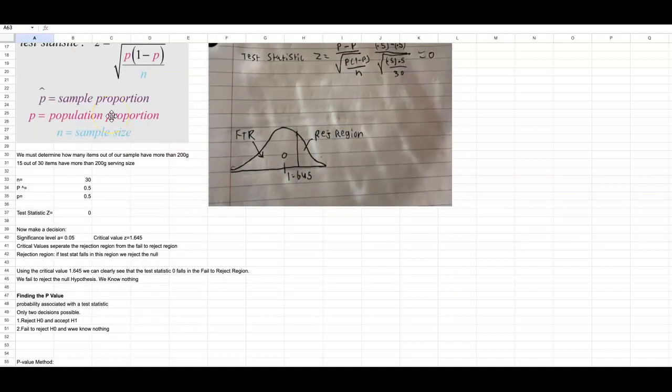So when we have a significance level of 0.05, the critical value is 1.645, and that, if you look at the picture, separates the rejection region from the fail to reject region. We can clearly see when you compare 0 to 1.645 that the test statistic 0 falls in the fail to reject region. That means we fail to reject the null hypothesis, and we know nothing.